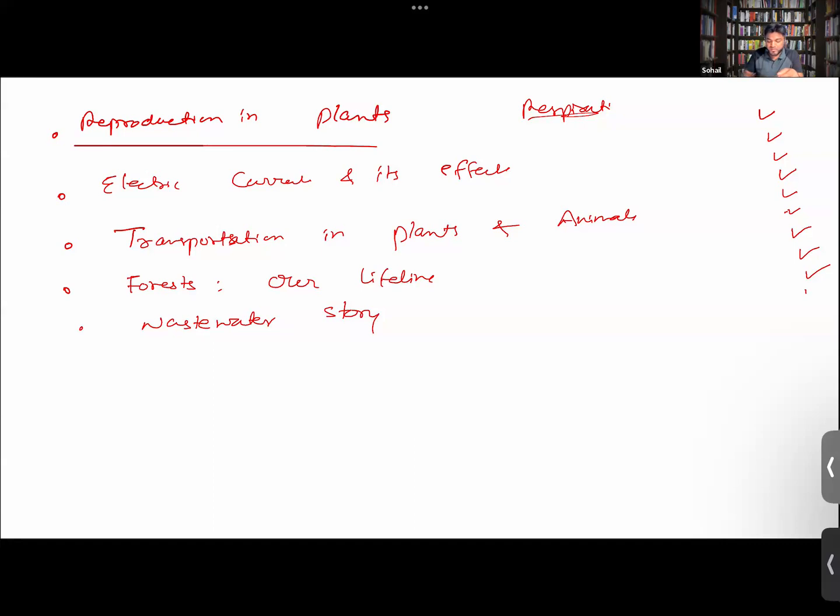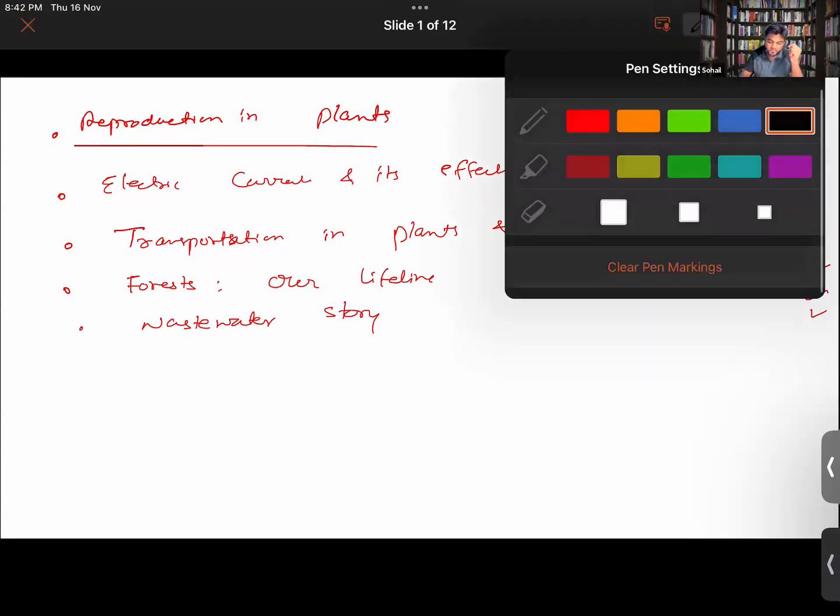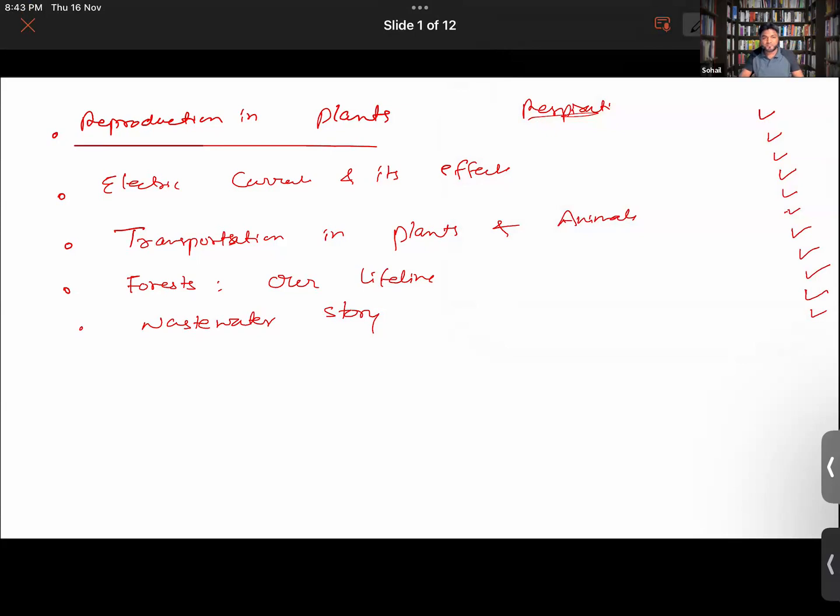Okay, acid, bases, and salts, physical and chemical changes, weather, climate, and adaptation, that was done. Wind, storm, cyclone, that was done. Soil was done, and respiration in organisms. So far, these chapters we have discussed. So, you guys tell me which chapter should we begin with? Reproduction in plants, or electric currents and its effects, or transportation in plants, or forest, our lifeline, or wastewater story. Sundus and Chakrika, do let me know, please.